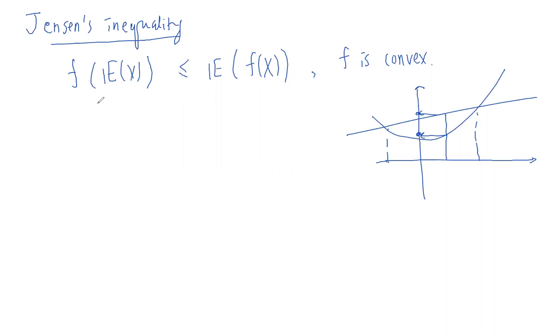Simple ideas. Give a simple idea of a convex function that you can think of. X squared. Okay. So x squared goes like this, right?